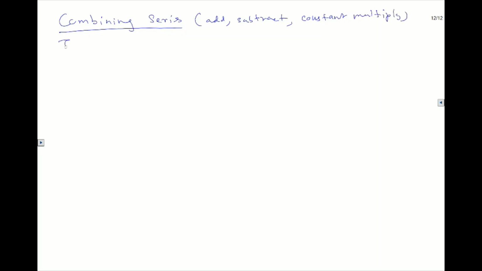Okay, so the theorem is: if sigma an equals a and sigma bn equals b, so that's a sum, are convergent. Okay, a convergent series. Let's say you have two convergent series: an converges to a, and bn converges to b. Then we can do all these interesting things.